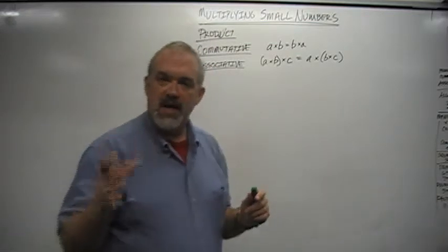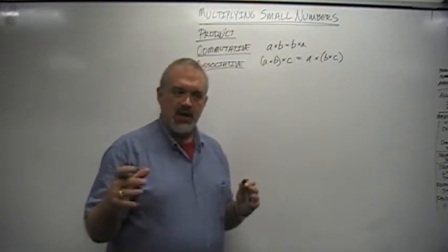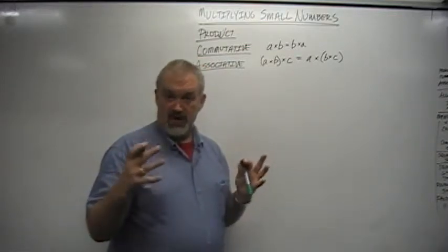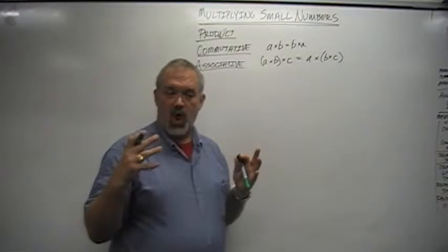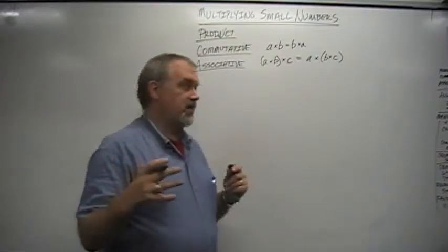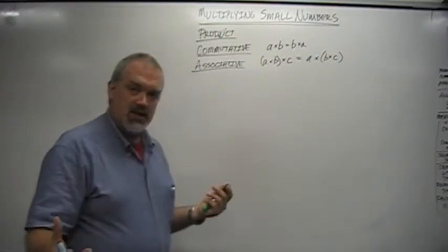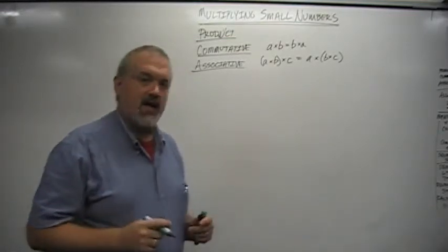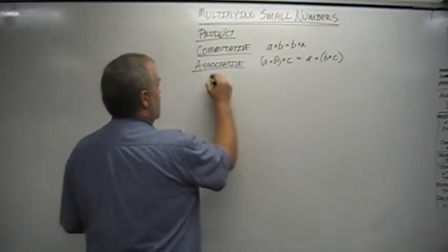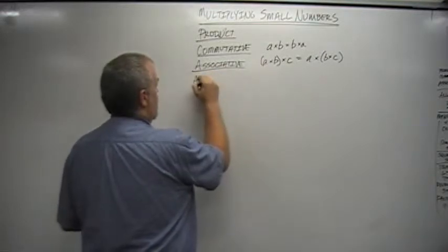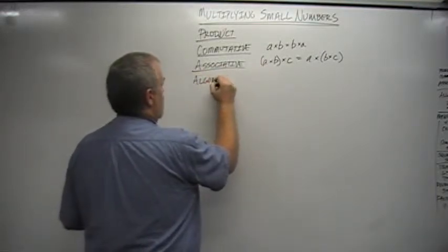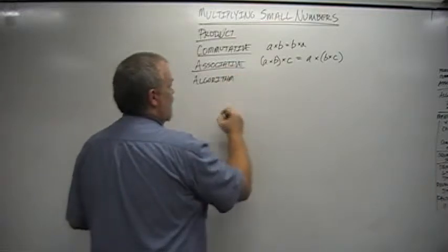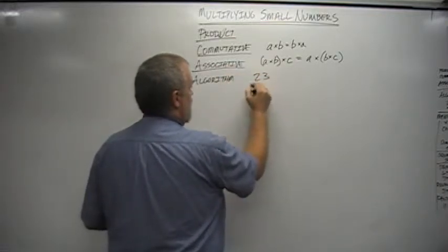Now, when we're dealing with multiplication of relatively small numbers, one of the things that we will often use is an algorithm. And just like with addition, algorithms need to be vertical, and the columns need to be nicely lined up. So, for example, 23, we'll write that here, algorithm. 23 times 4.